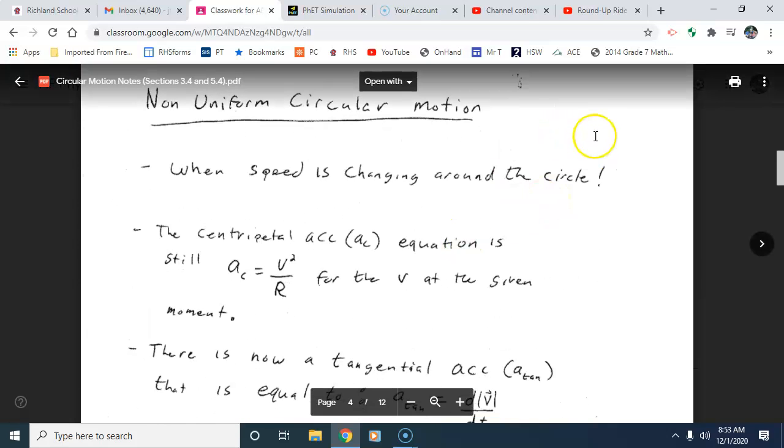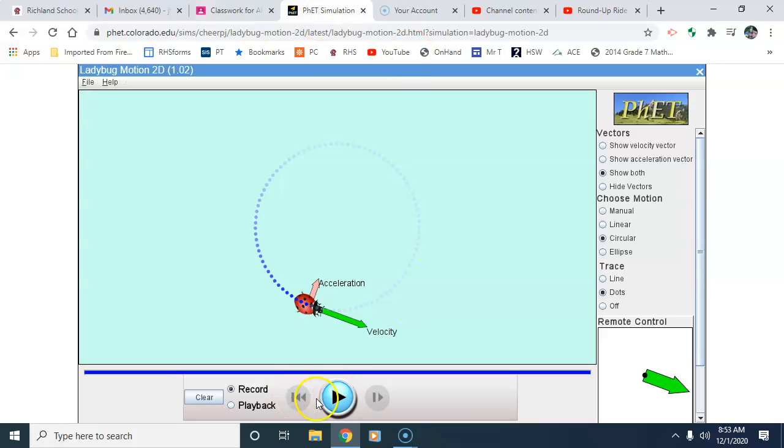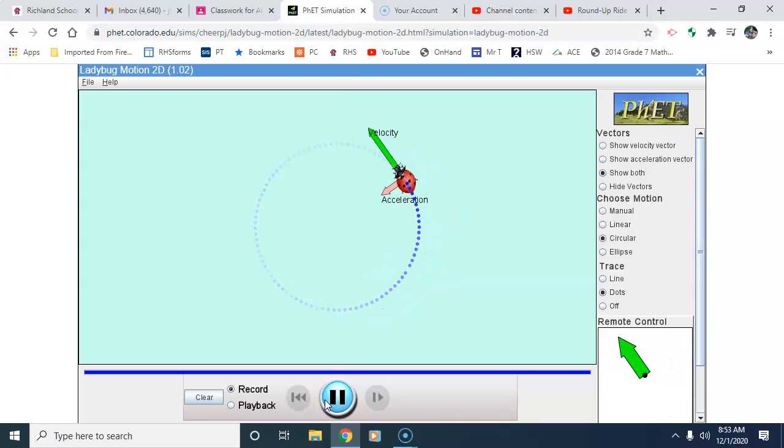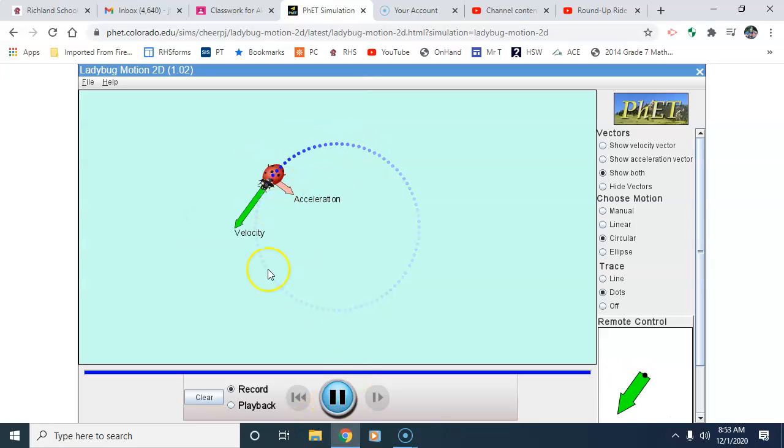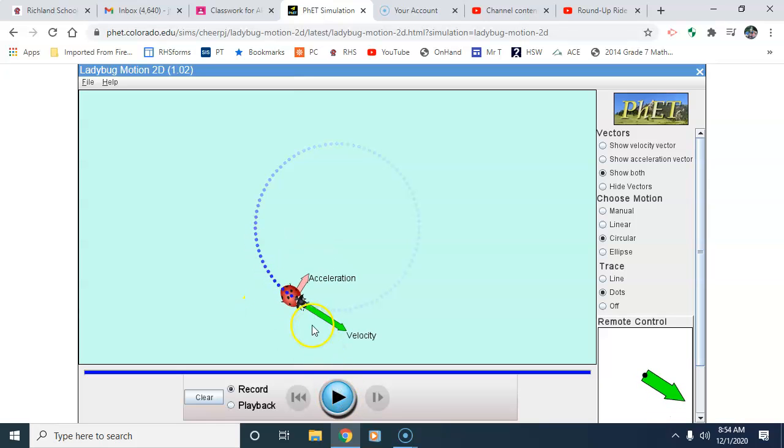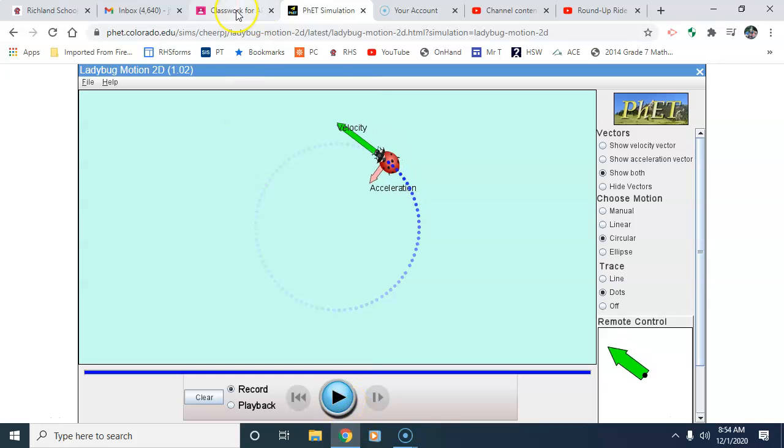Now, I do have a few notes here for non-uniform circular motion. That's when we don't have constant speed. I already mentioned some of that a moment ago. Non-uniform circular motion is when speed is changing around the circle. If we have that, which again I can't do on this simulation, this velocity vector would still point tangent, but its length would be changing at every given moment. The length of this vector would be changing if we were speeding up and slowing down, or this ladybug was. And that would cause a tangential acceleration also that would point tangent due to the speeding up and slowing down. But again, in UCM, the acceleration is only inward towards the center.